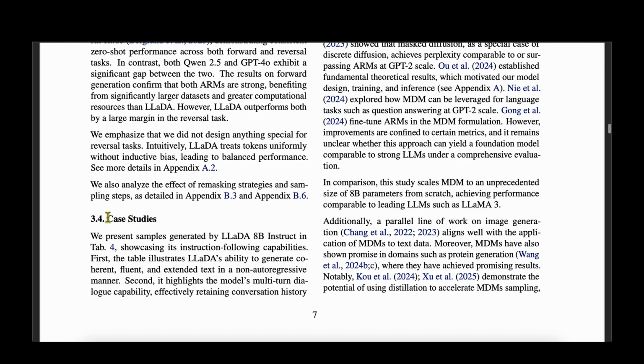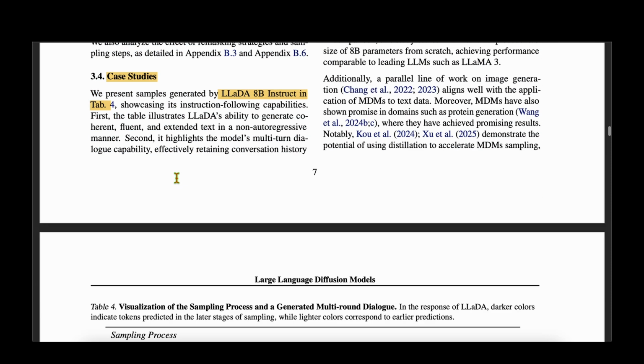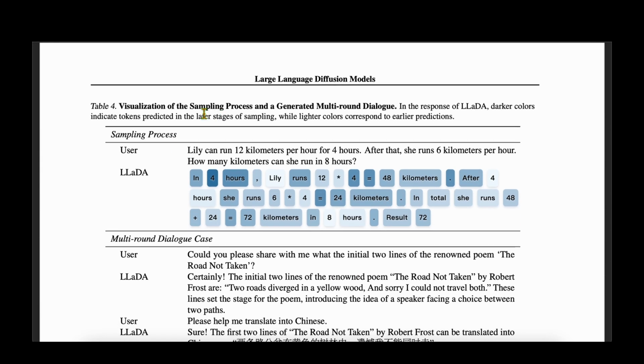And they are wrapping up the experiments with some case studies, and they are presenting the results of LLaDA 8 billion instruct in table 4. So let's look at table 4. This is the visualization of the sampling process and generated multi-round dialogue. For example, the user asks, Lily can run 12 kilometers per hour for 4 hours. After that, she runs 6 kilometers per hour. How many kilometers can she run in 8 hours?